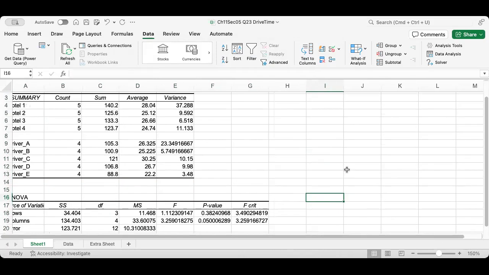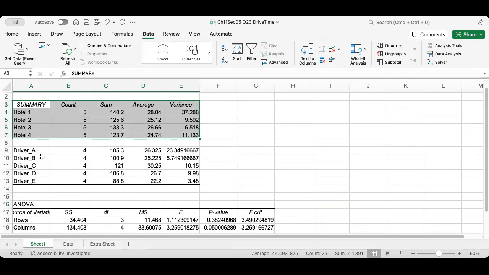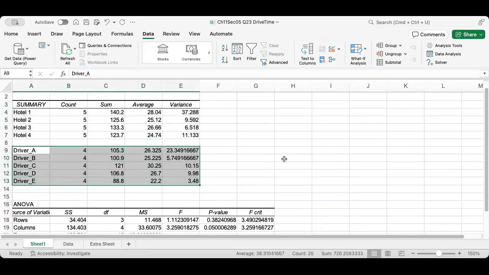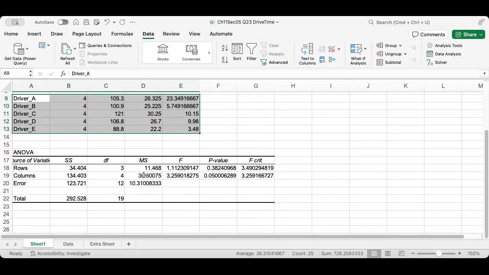Up here, I have the summary data at the top for whether or not the row effects and the column effects are listed. You'll notice I get the averages for each one, I get the variances for each one. But what I'm really concerned with is the ANOVA itself down here. Sources of variations. Which p-value am I looking for?